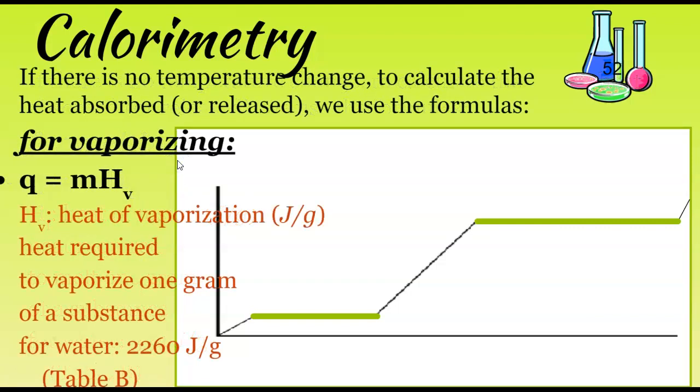Now I've got to do the opposite, my vaporization, which is this line up here. That's the heat required to vaporize 1 gram of a substance. And for water, it's 2260 joules per gram. Again, found in Table B. You will notice this is more than that. Why? It's going to take more heat. Okay?